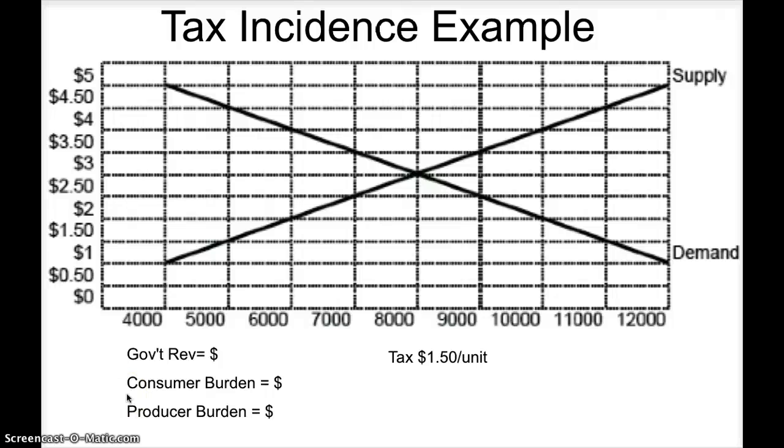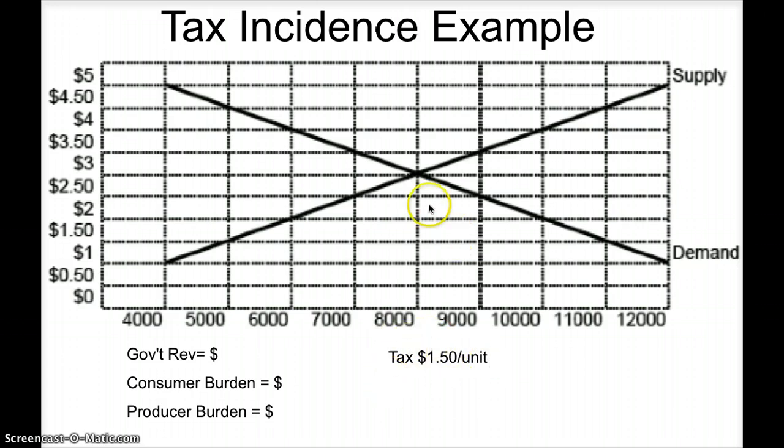Hello, AP Microeconomics students. Here is a tax incidence example for you to study up on prior to the final, the unit exam. So the first step you have to do is figure out how much the tax is. The tax is going to be $1.50 per unit. You can figure that out right here.